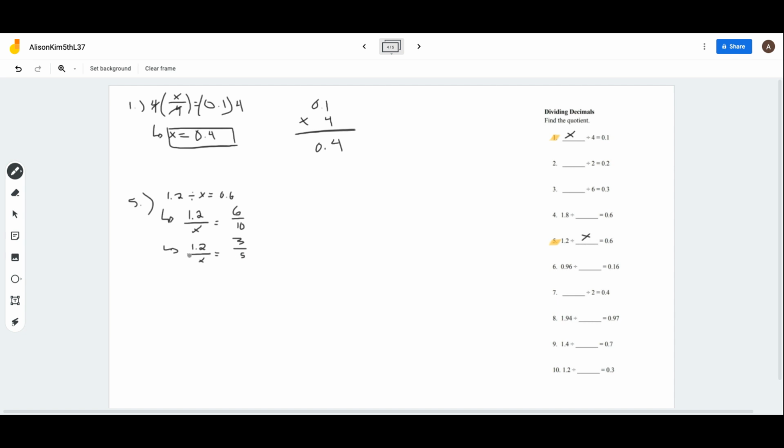Now we're going to cross multiply. So we get 3 times x, which is 3x. 1.2 times 5, which gives us 6.0. Now we're going to divide by 3 on both sides because we want the x alone. So we get x equals, and we should get 2.0. And that should be our final answer for number 5.